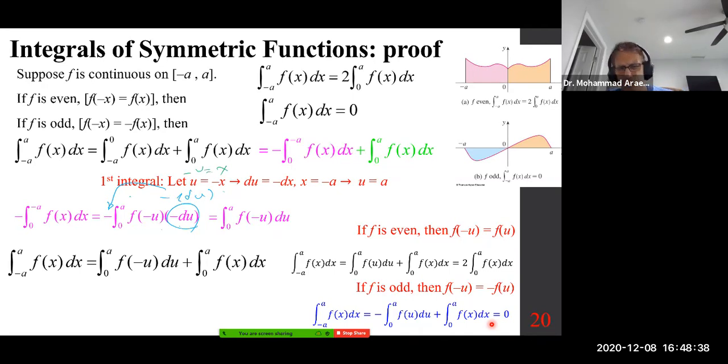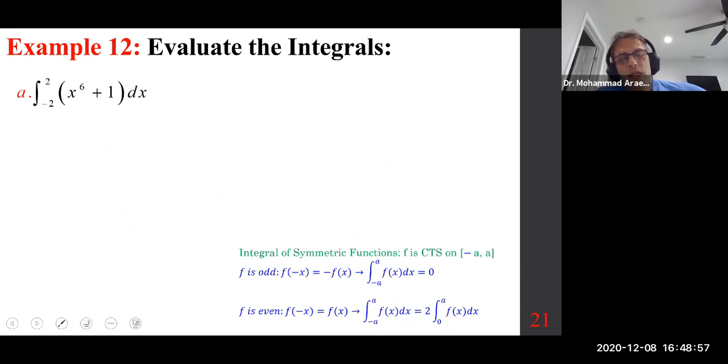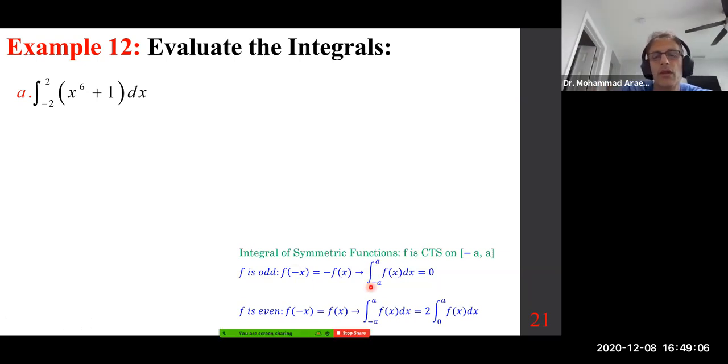One of the things that I want to mention, most of the time it'll help you when the case is odd, not even. The even can speed up the process, but odd makes a huge difference. So here's a couple of examples we want to look at. Again, integral of symmetric functions. F is continuous from negative a to a. F is either odd, and from negative a to a it becomes 0, or it's even and it becomes double.